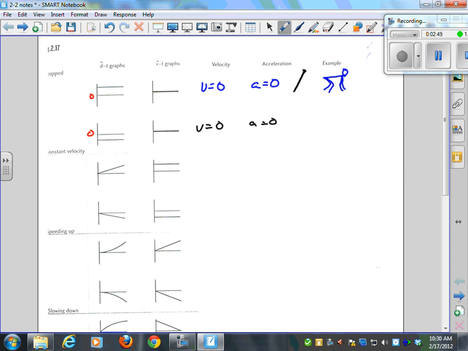Now, does the monkey have to be facing the other direction?